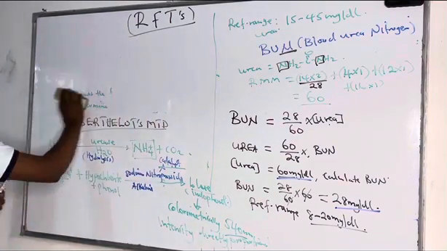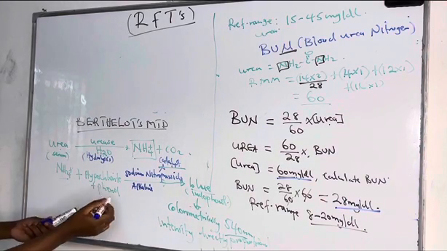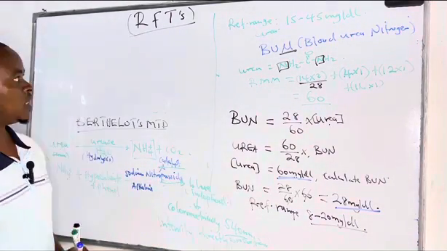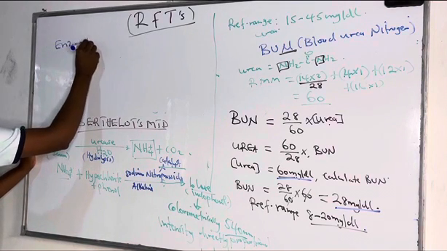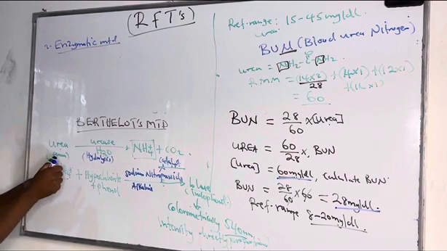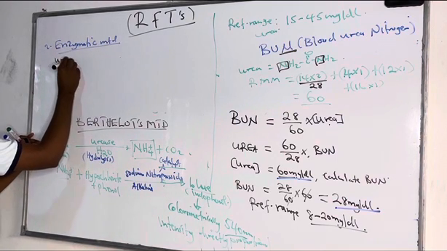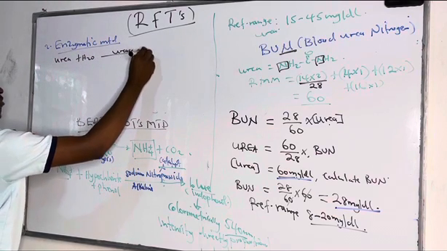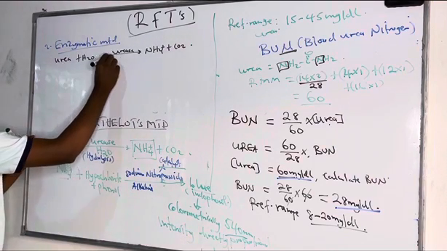As I finish this, we want to look at another method. We have seen Berthelot, and we have seen how we can use urea to determine blood urea nitrogen, and lastly is the enzymatic method. This enzymatic method starts with urea, which is hydrolyzed in the presence of the urease enzyme to form ammonium ions plus carbon dioxide. Urease catalyzes the hydrolysis.